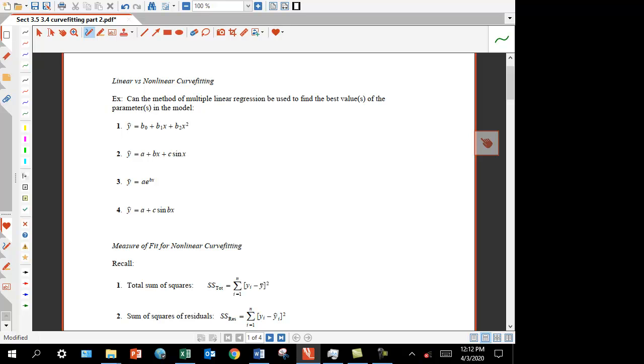So first of all, let's distinguish between linear and nonlinear curve fitting. Linear curve fitting we usually call linear regression, and so we've done that. And the question here is, can multiple linear regression be used to find the best values of the parameters in the model? So in all of these, x is the independent variable and y hat is the dependent variable, and then letters b, a, c, and so on are parameters that we're trying to estimate.